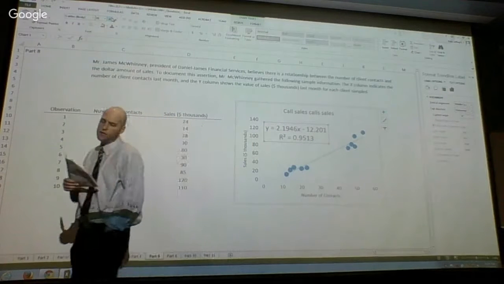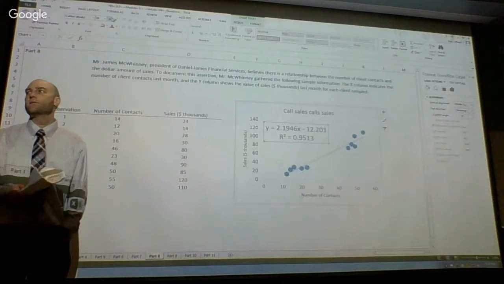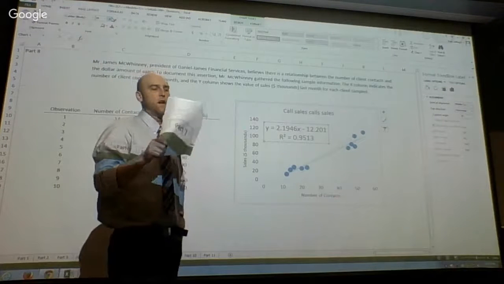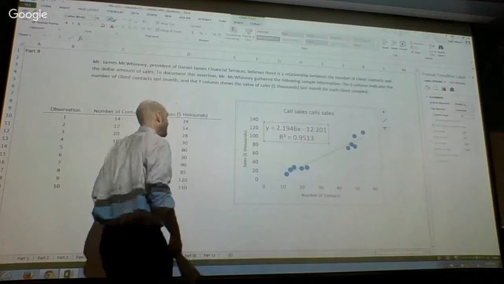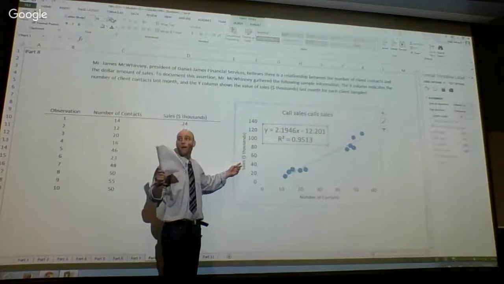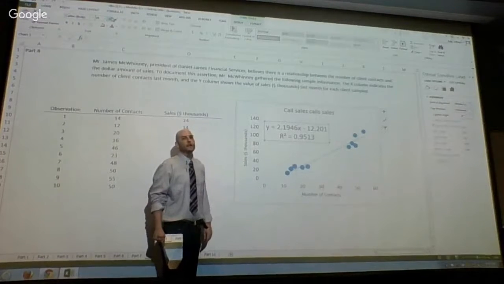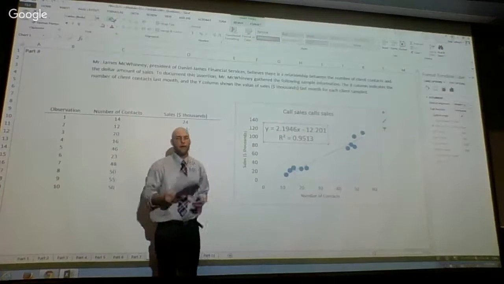Question 72. Which is the independent variable? Contacts or sales? Contacts. 73, which is the dependent variable? Sales. Okay. What is the very clear nature of this relation? Strong and positive.